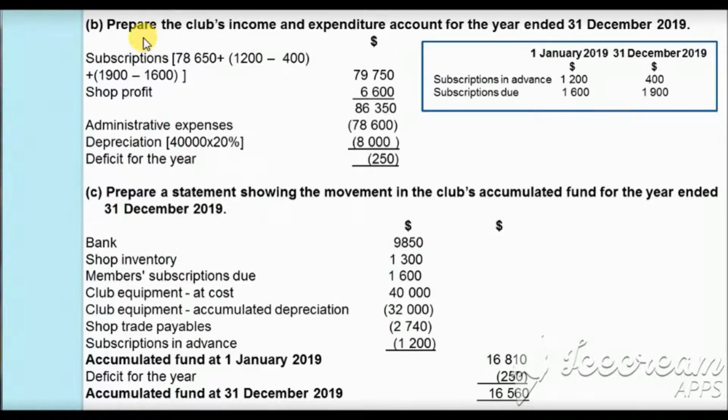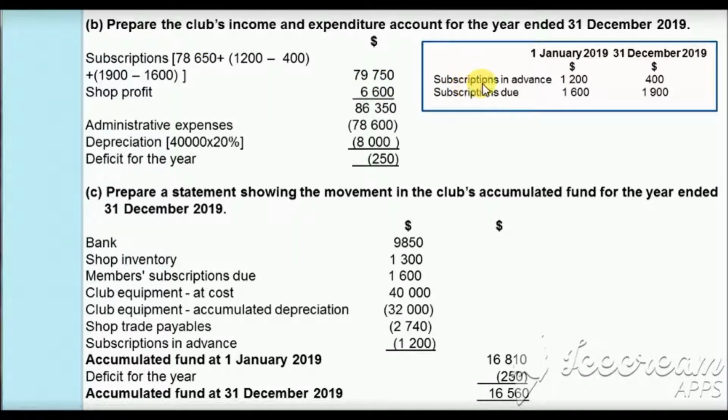In part B of the question, we are asked to prepare the club's income and expenditure account for the year ended 31st December 2019. What is the main source of income for a club? The main source of income for the club is the subscription. This is the membership fees which the members pay to be a part of the club. And for this, in the bank receipts, the subscription which was received was $78,650. And then what else was mentioned?